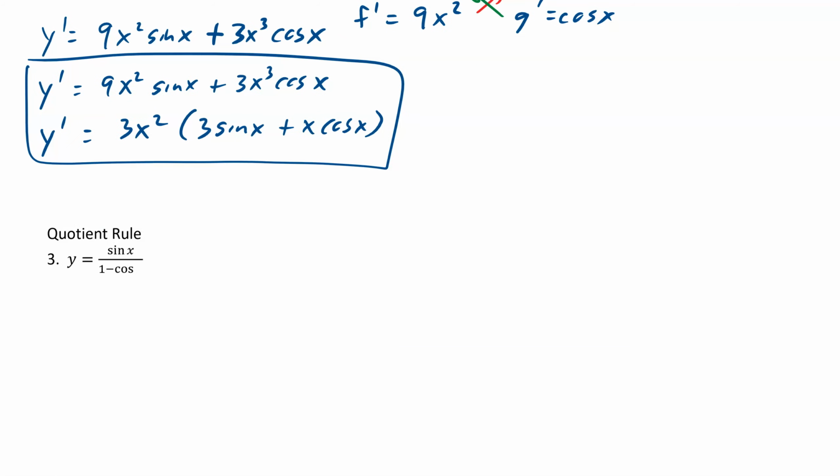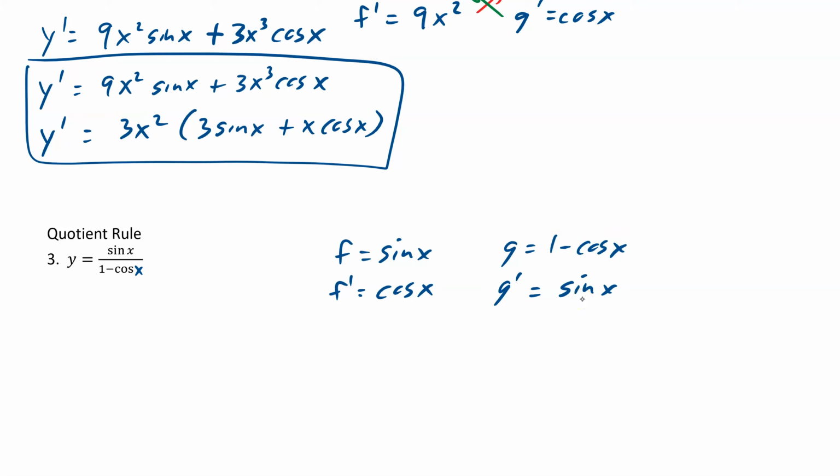And with quotient rule, same thing. So the top, there's supposed to be an x there. The top is sine x. The bottom is 1 minus cosine x. So f prime would be cosine x. G prime would be sine x, because again, derivative of 1 is 0, so that's going to disappear. And then derivative of cosine would be negative sine, but that negative turns it into a positive.